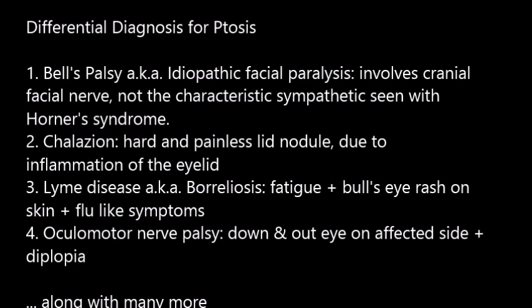Differential diagnosis for ptosis includes the following four, along with many more not listed in this presentation. Number 1, Bell's palsy, aka idiopathic facial paralysis, which involves the craniofacial nerve, not the characteristic sympathetic seen with Horner syndrome. Number 2, chalazion, which is a hard and painless lid nodule due to inflammation of the eyelid. Number 3, Lyme disease, aka borreliosis, where the patient will be seen with fatigue, bullseye rash on the skin, and flu-like symptoms. And lastly, oculomotor nerve palsy. The patient will have a down and out eye on the affected side, along with possible diplopia.